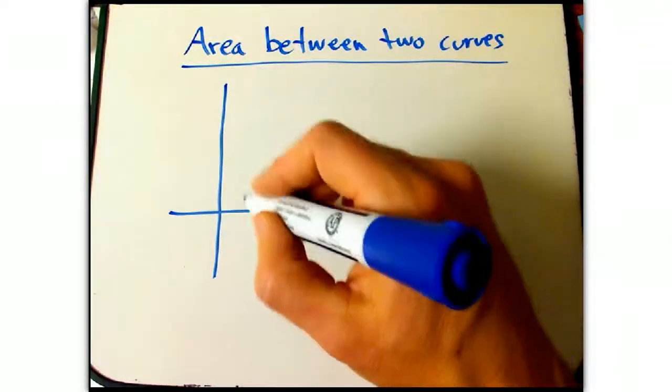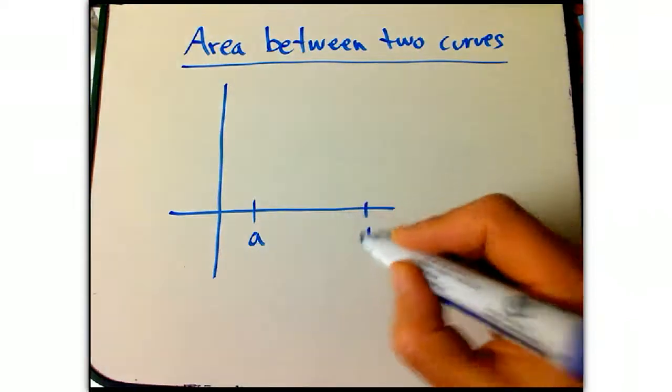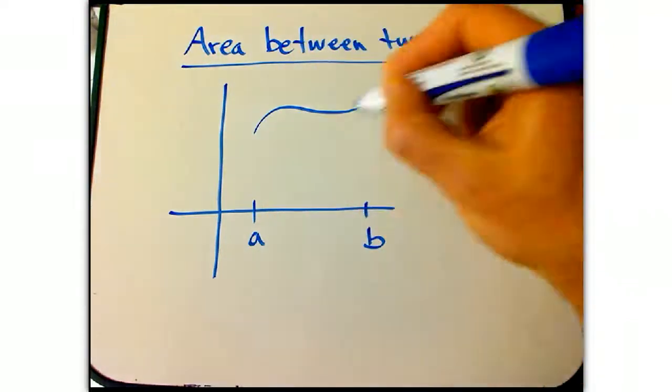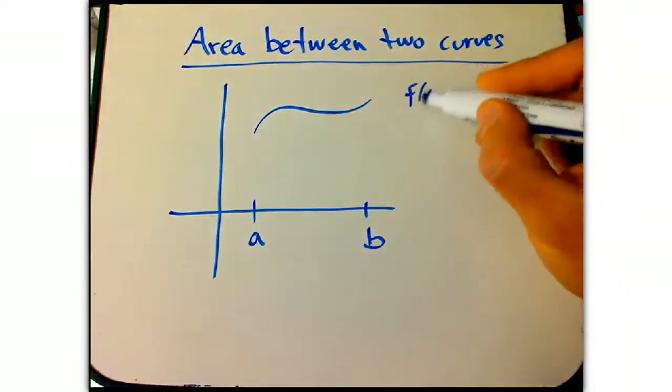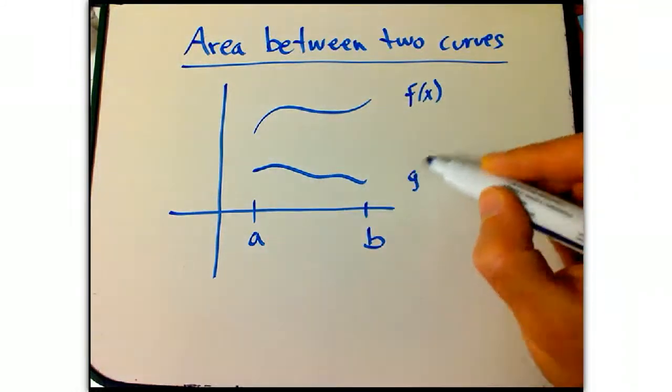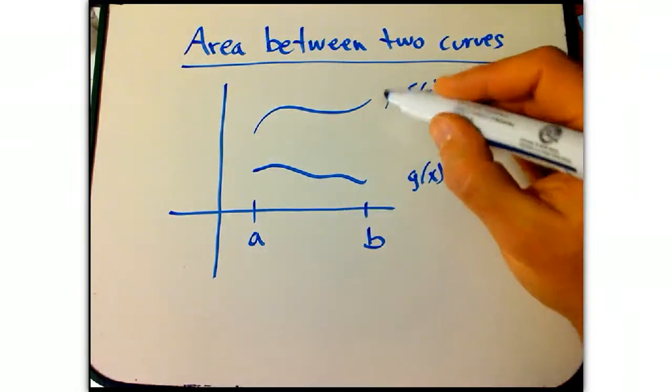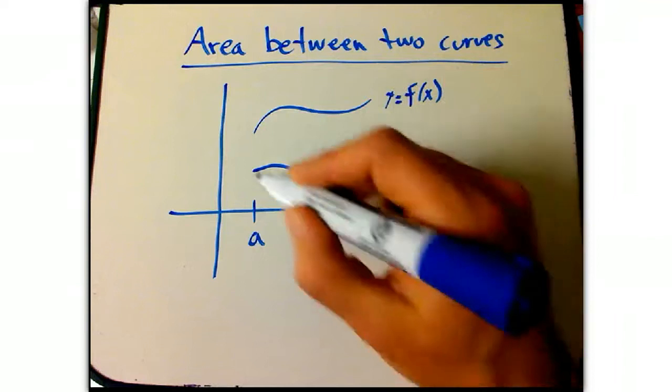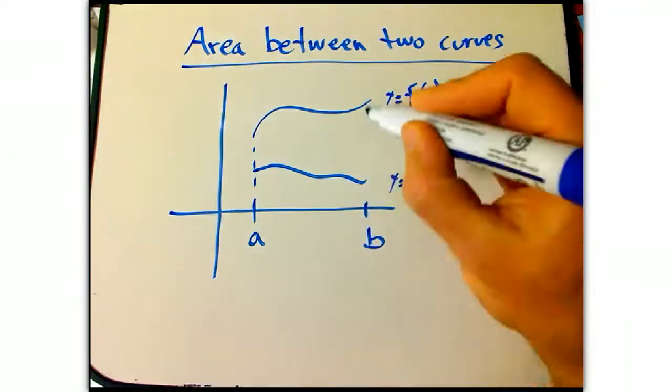We've got some curve, say y equals f of x, and some other curve, y equals g of x. And we want to get the area between.